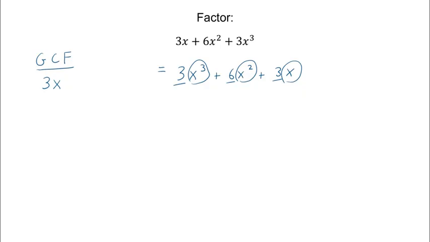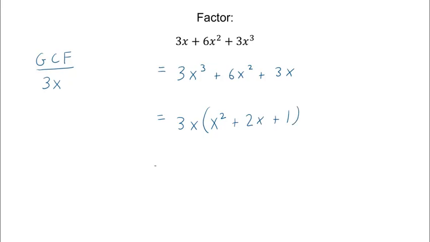So our GCF is 3x, and we're going to factor that out by dividing each of our original 3 terms by the GCF of 3x. 3x cubed divided by 3x leaves us with x squared. 6x squared divided by 3x leaves us with 2x. And 3x divided by 3x leaves us with 1. Continue factoring the trinomial with a leading coefficient of 1. Bring down the GCF. We know that that trinomial will factor into 2 binomials.